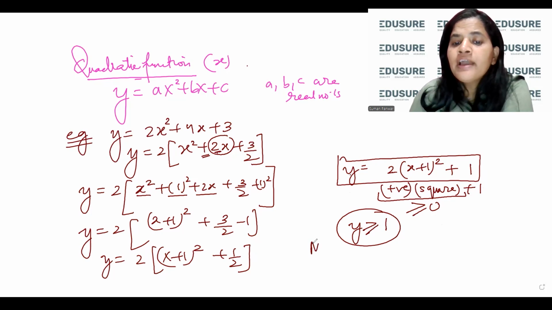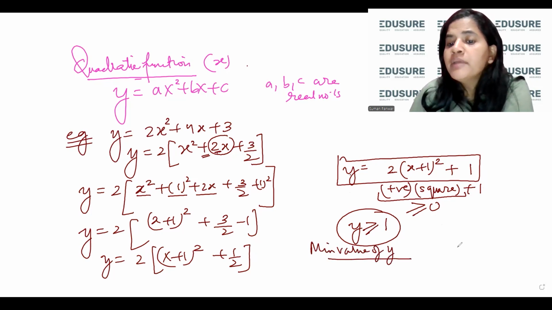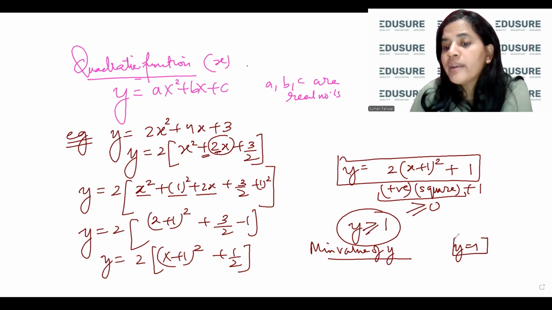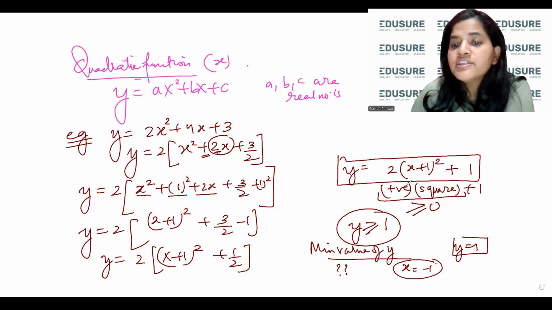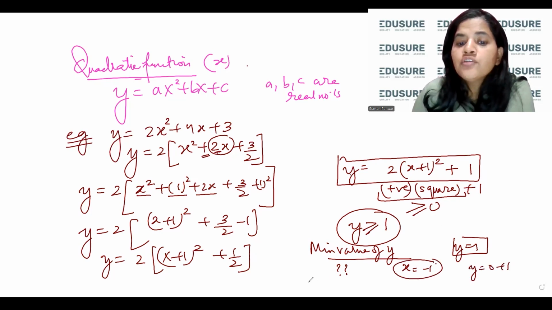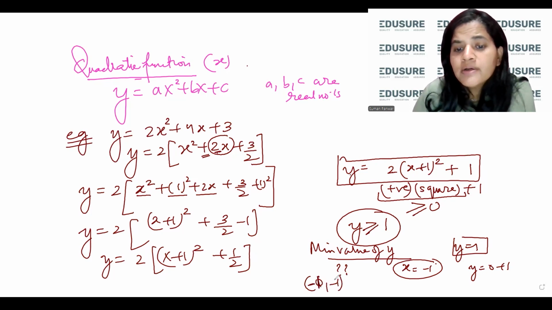So what is the minimum value of y? What is the minimum value of y? Minimum value of y is equal to 1. And where does it occur? It occurs when x is equal to minus 1. Because if you put x equals minus 1, y will be equal to 0 plus 1. So the point minus 1 comma 1 is called the vertex of this graph.